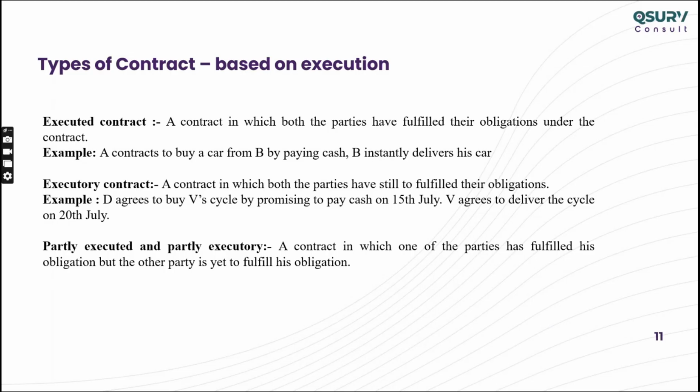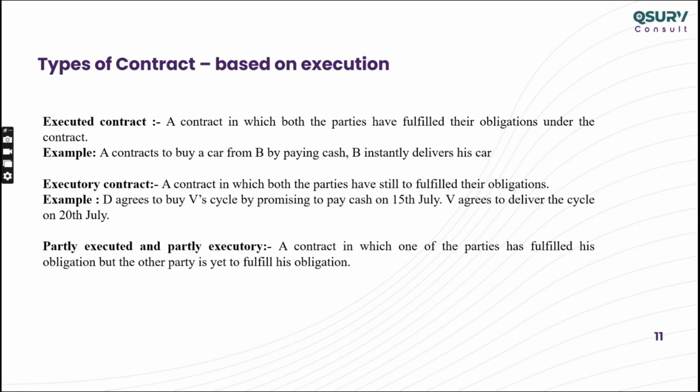Now we have something called based on execution. Many terms are purely theoretical, okay? But again, you can use these terms when you write or draft a letter, when you prepare a supplementary agreement, or when you draft a settlement agreement. So that's called based on execution. It is classified into 3 types. One is executed contract, the other is executory contract, and the third one is partially executed and partially executory.